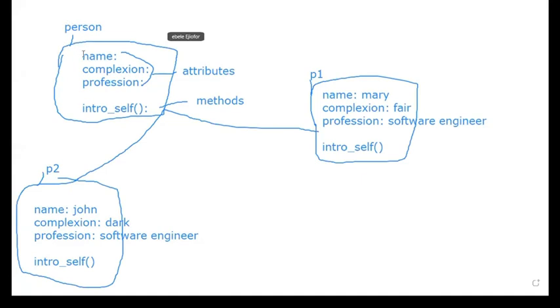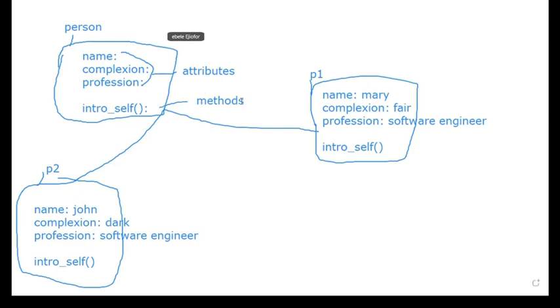I told you guys that a class is a blueprint. It's like a guide. From this class, you can create as many objects as you like. So here down, I have name, complexion, profession, and then a method. These three things, name, complexion, and profession, are known as attributes. And this intro self, this is a function. It's known as a method.